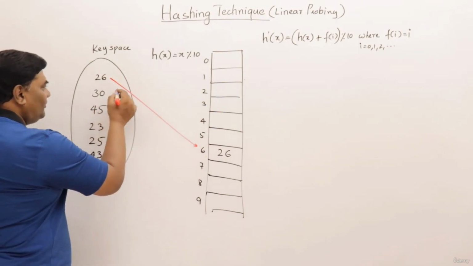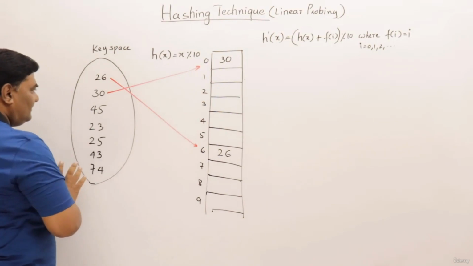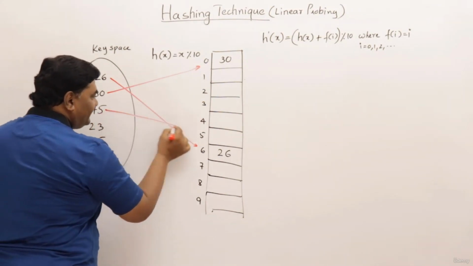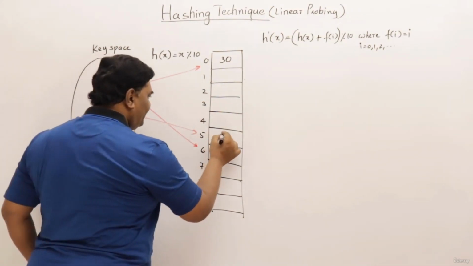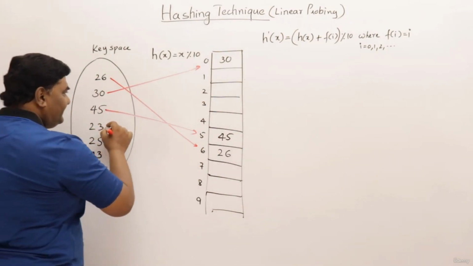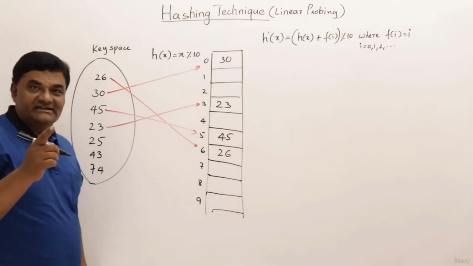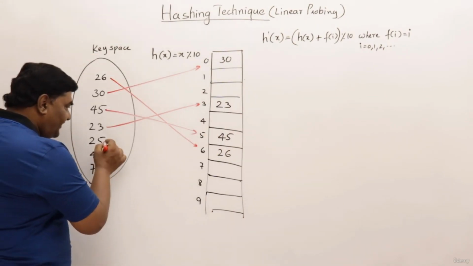The next is 30 mod 10, which gives 0. So 30 is stored here. 45 mod 10 gives index 5. So 45 is stored here. Then 23 mod 10 is 3. So 23 is stored here. Now next, observe this: 25.